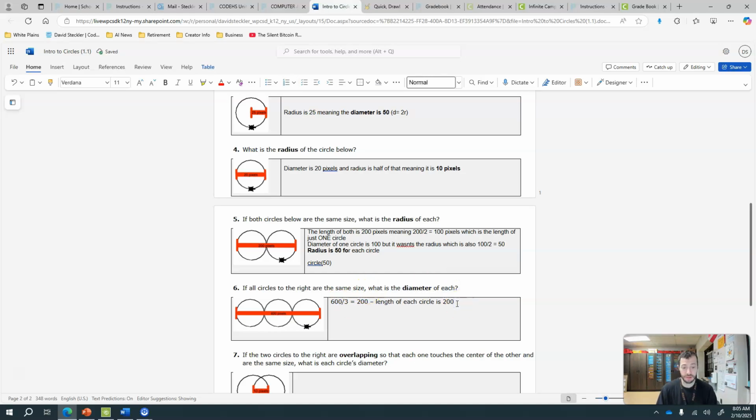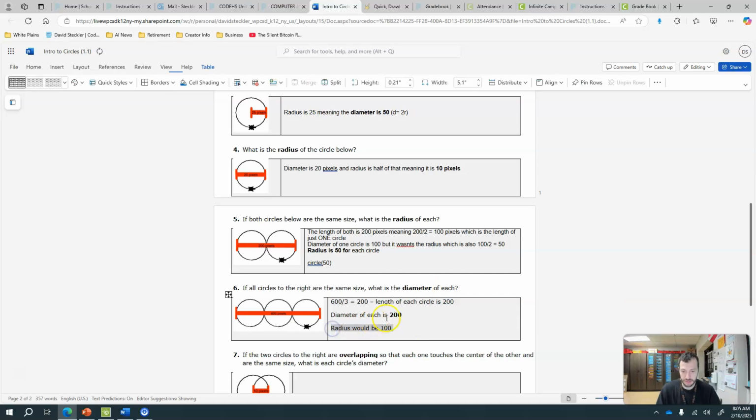The diameter is the length of that circle. The diameter of each is 200. That's the answer. The radius would be, not that we needed it, 100, which would be half of that. But that's not the answer, so I'm going to unbold it. So the diameter is 200.